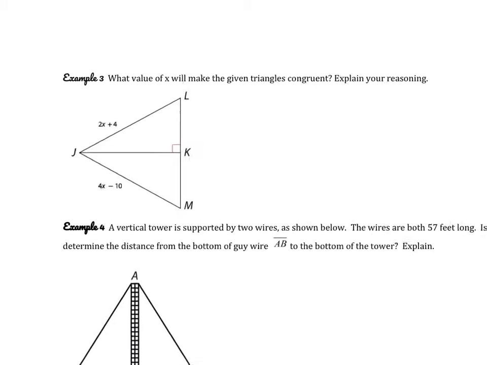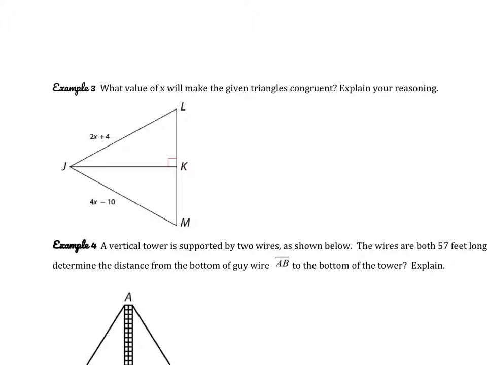Okay, let's look here at example 3. It says, what value of x will make the given triangles congruent? And not only are we going to do that, but we're also going to explain how we know. If you look at what we're given, we actually have two right triangles, and one thing you might notice is that they share a leg.